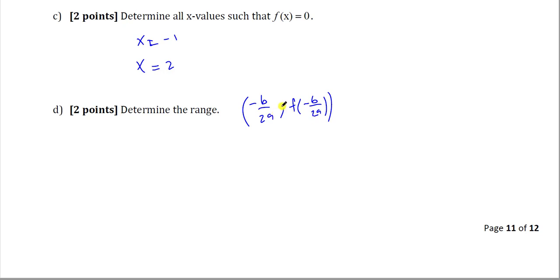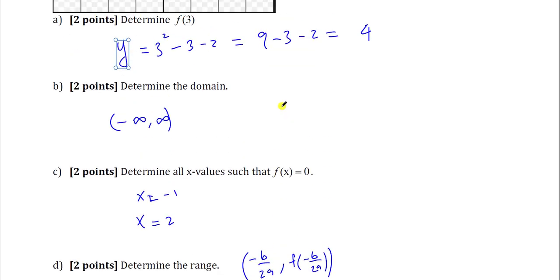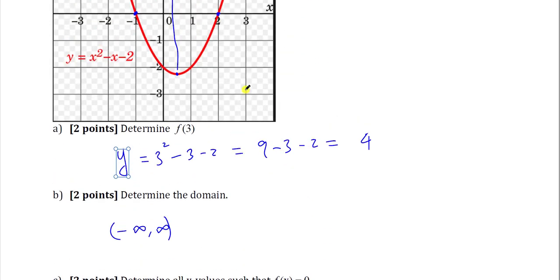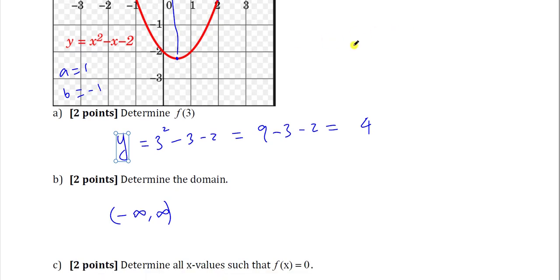Okay, so in this case, what is b and what is a? A is 1, b is minus 1, right? A is the coefficient of the square term, which is 1. B is the coefficient of the middle term, which is minus 1. So minus b over 2a, which is minus minus 1 over 2 times 1, this is 1 over 2. And then this is the x coordinate.